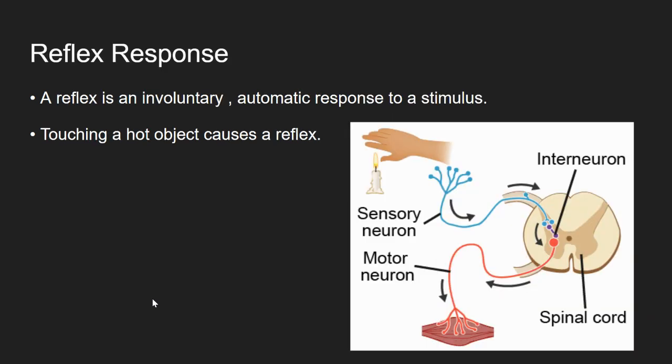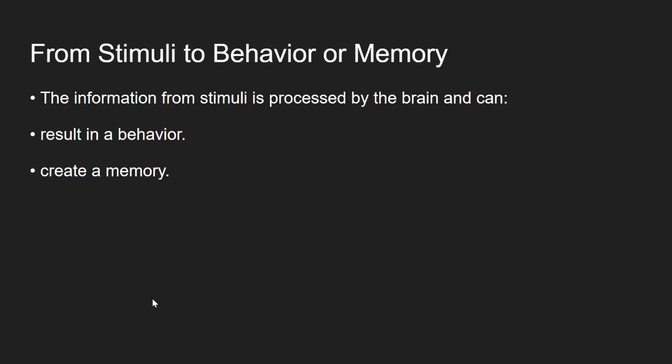A reflex is an involuntary automatic response to a stimulus, such as touching a hot object and it causing your hand to pull away really quickly, and that is an involuntary reflex. The information from stimuli is processed by the brain and can result in a behavior and/or create a memory.